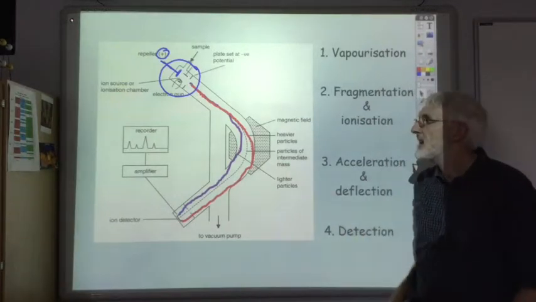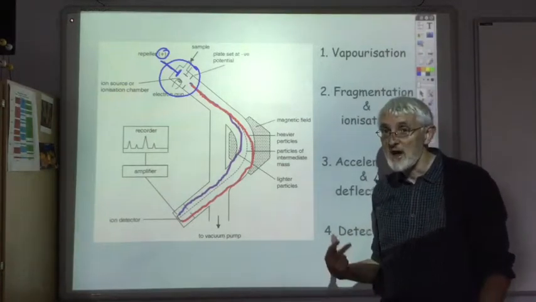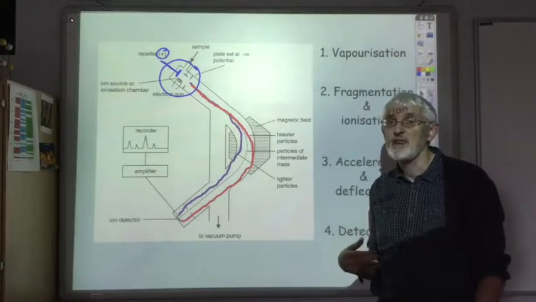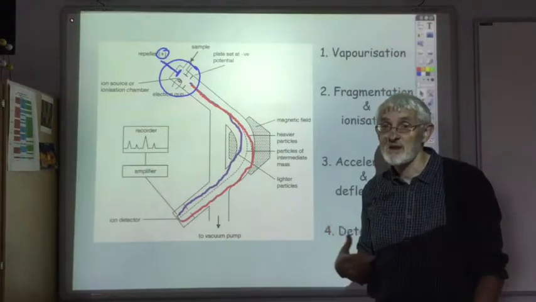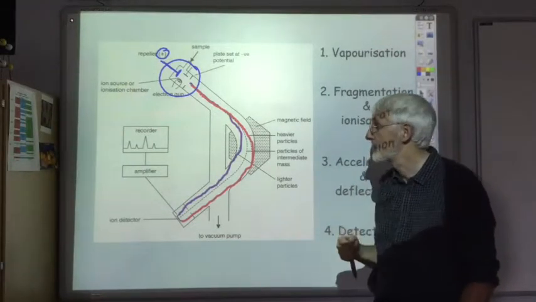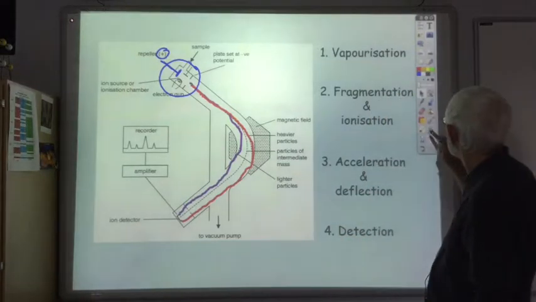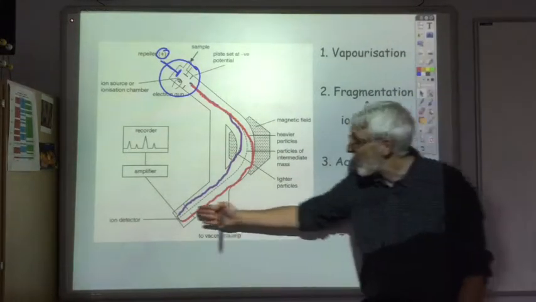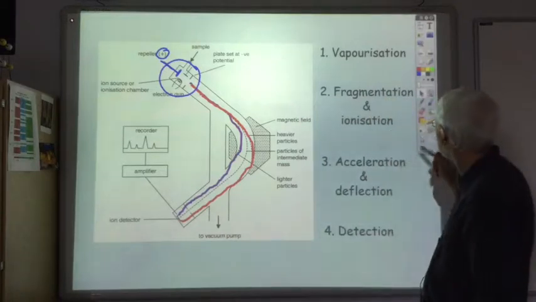So that's the theory of mass spectrometry. You should have an idea. You should expect to be able to explain how mass spectrometry works. So let's have a look at the information that comes out of the ion detector.